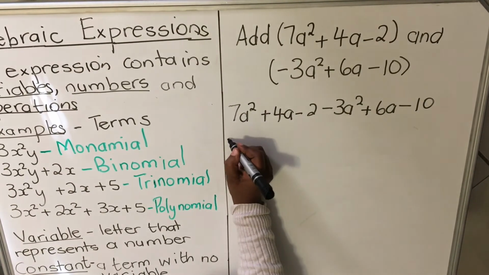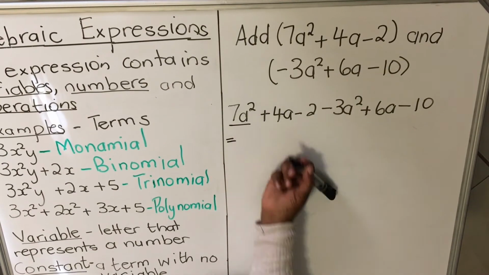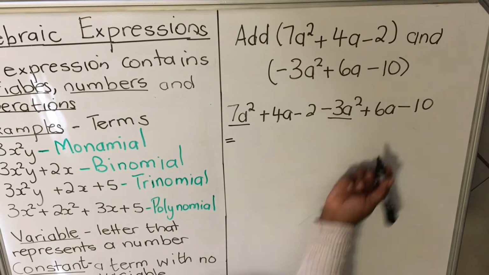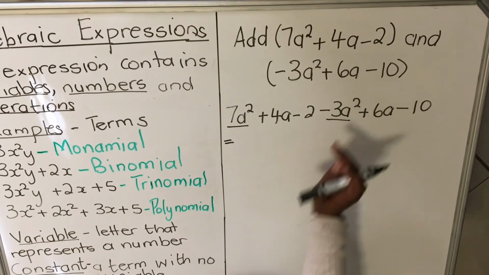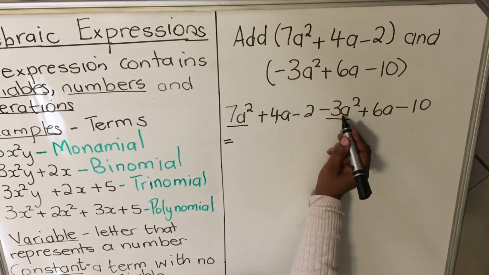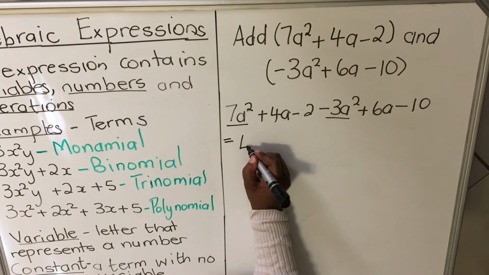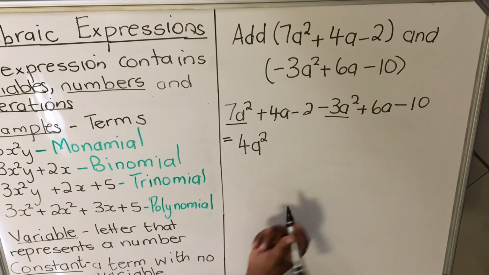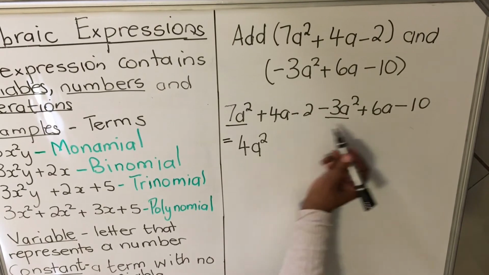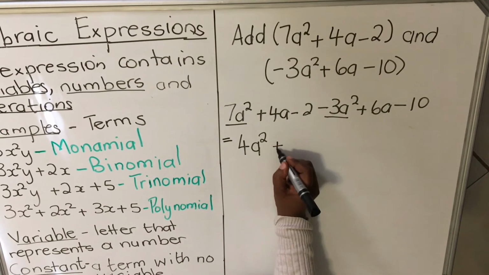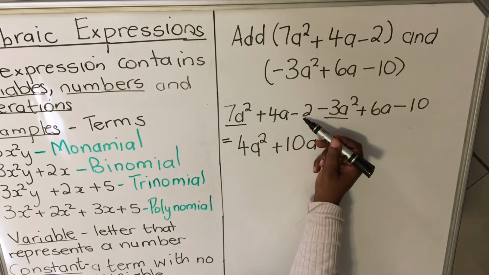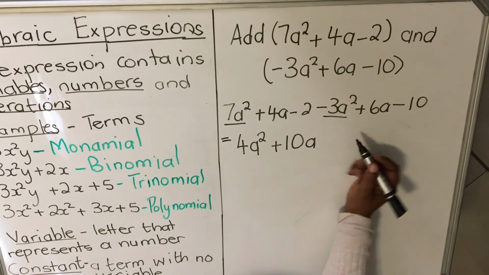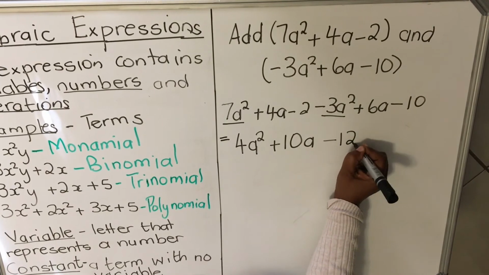So we add like terms together. A 7a squared and a minus 3a squared. These are like terms. They're both a squareds. So when the signs are different, we subtract. So you have a 4a squared. 4a plus 6a, you're going to add to be a 10a. And this constant, minus 2 and minus 10, you'll get a minus 12.